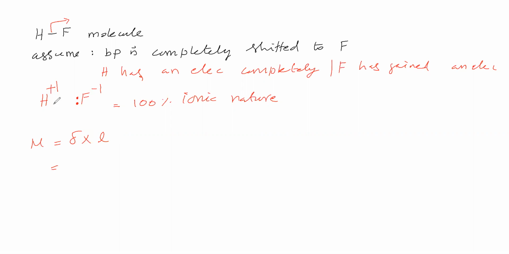Let us substitute the charge. The charge is plus 1 or minus 1, which is the relative charge. The actual charge is 4.8 into 10 to the power of minus 10 ESU, electrostatic unit. Then we substitute the bond length in centimeters, and we can get the dipole moment. That is the calculated dipole moment we got.